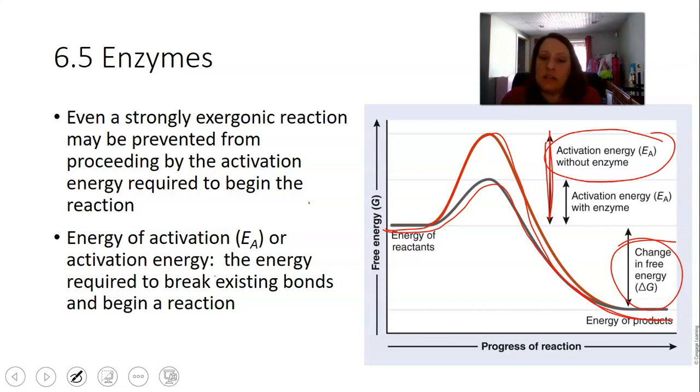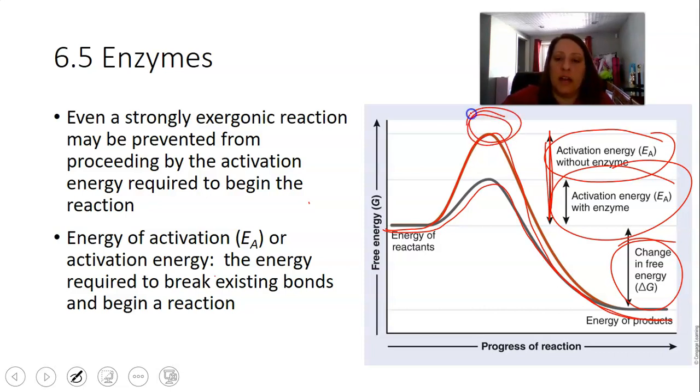The energy of the reactants versus the energy of the products is the same. The only difference here is that the energy of activation, that barrier, has decreased. At the very top of this E of A, which is not written here, I think it might be on the next slide, that represents when the reactant molecules reach the transition state. After they reach the transition state, they will form products very readily. So it's really the energy required to break the existing bonds. That's going to start the reaction.